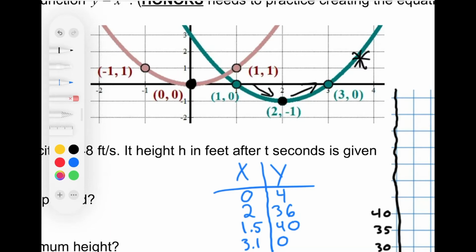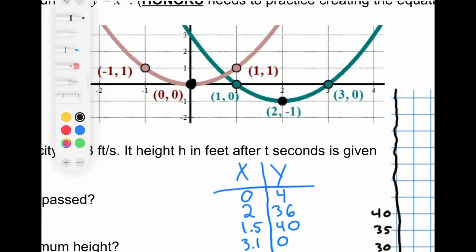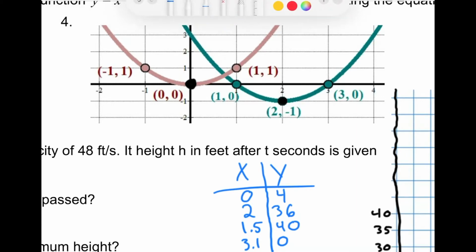So if we have the 2 vertexes of these 2 graphs, we are told how are they being transformed? How is it going from one to another? Well, to get from this point to this point, we went down 1, and to the right 2.